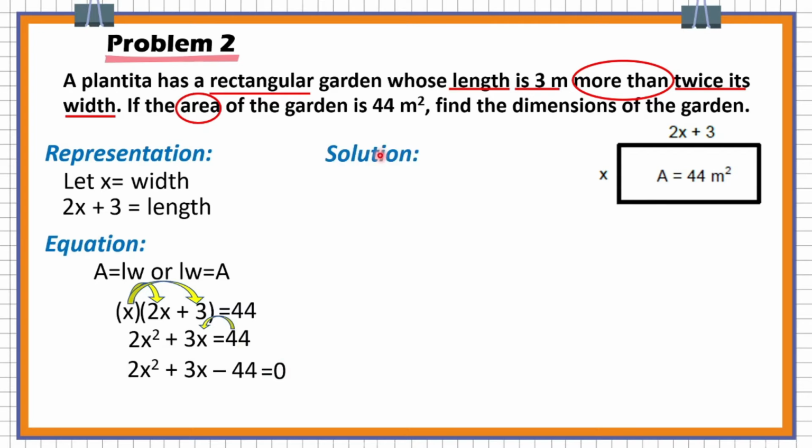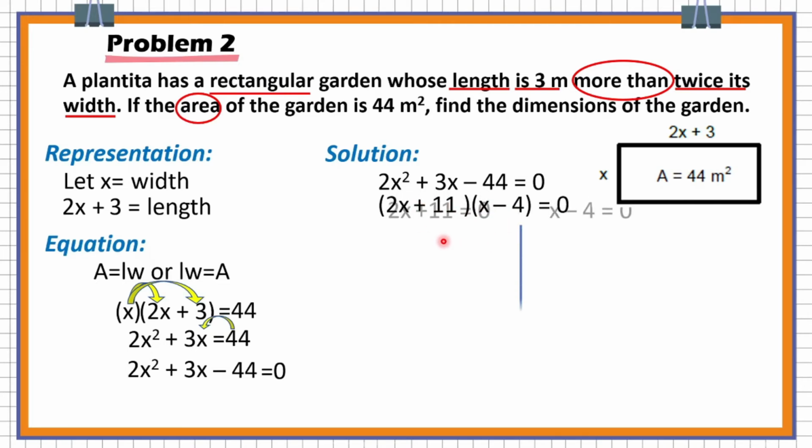Next, let's solve. So, solution, we have 2x squared plus 3x minus 44 is equal to 0. We're going to factor out this quadratic equation. We will get 2x plus 11 times the quantity x minus 4 is equal to 0. So, pag hihiwalay natin itong dalawang to, magiging 2x plus 11 is equal to 0 and x minus 4 is equal to 0. So, isolve muna natin itong una.